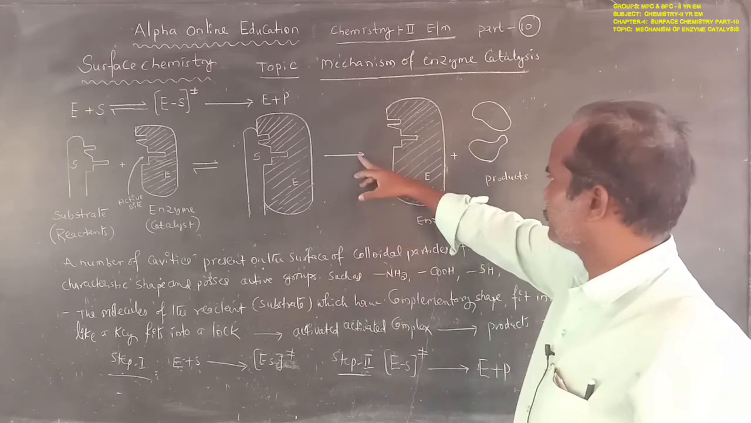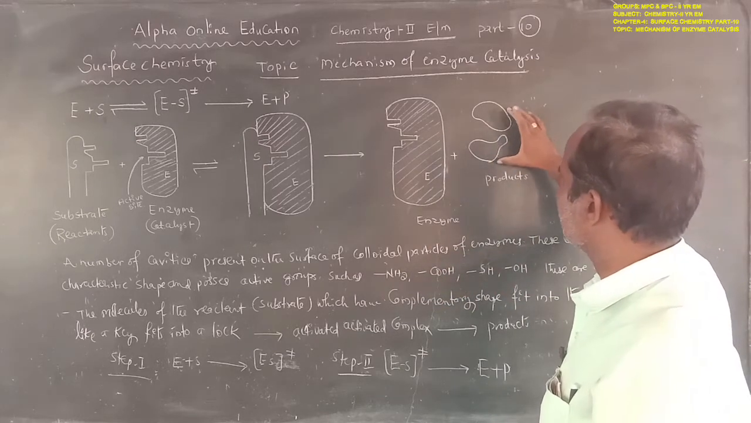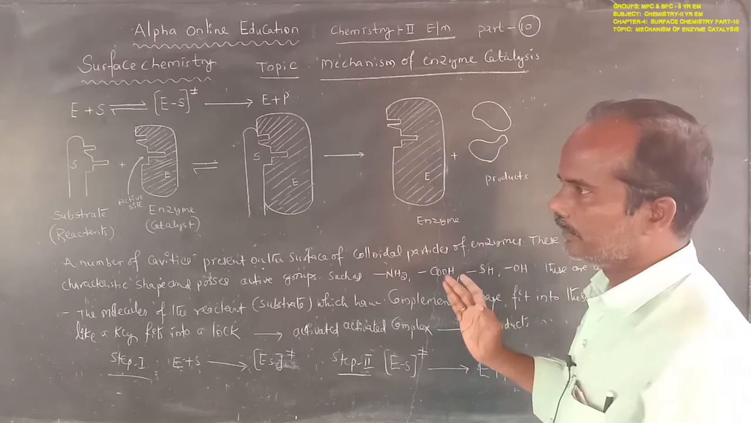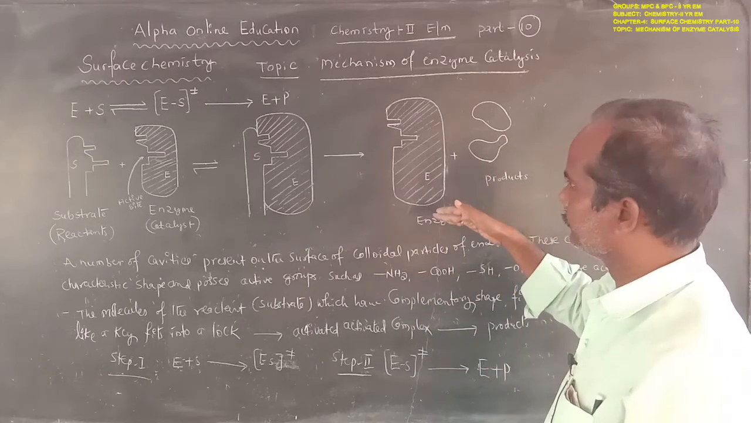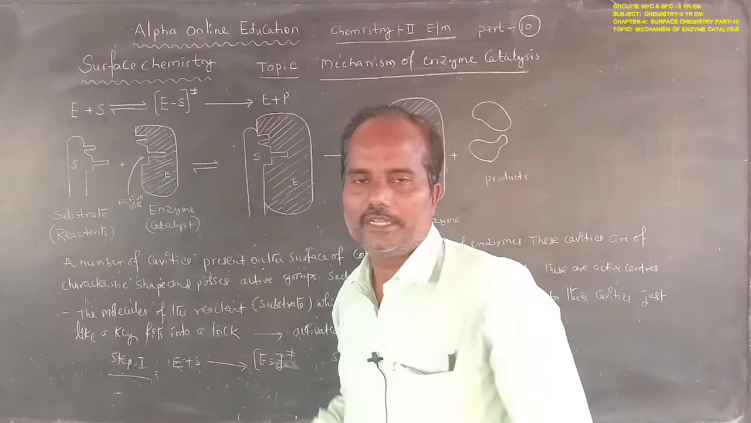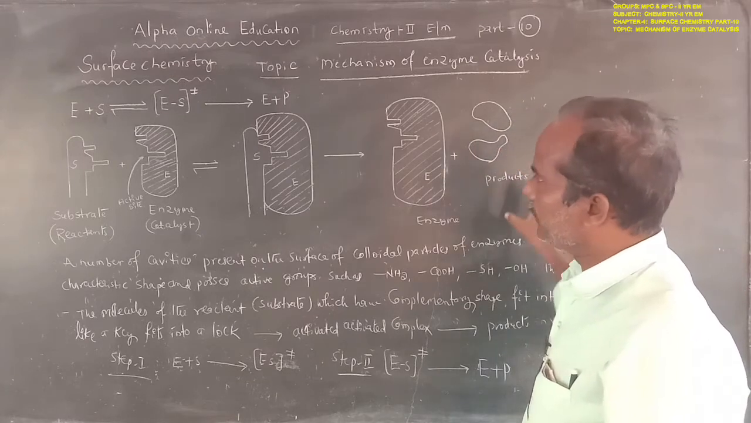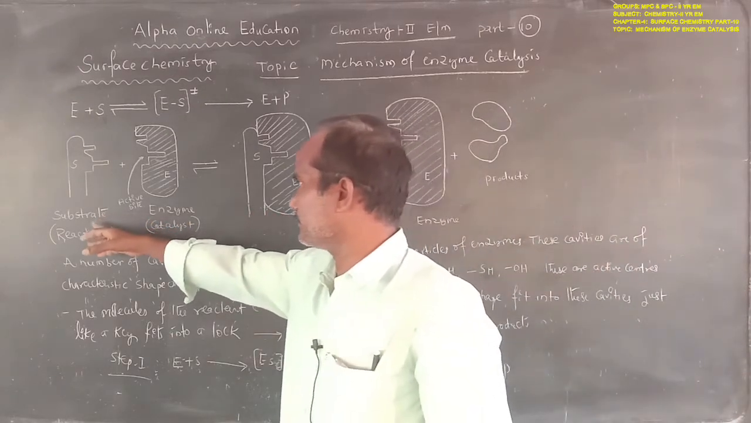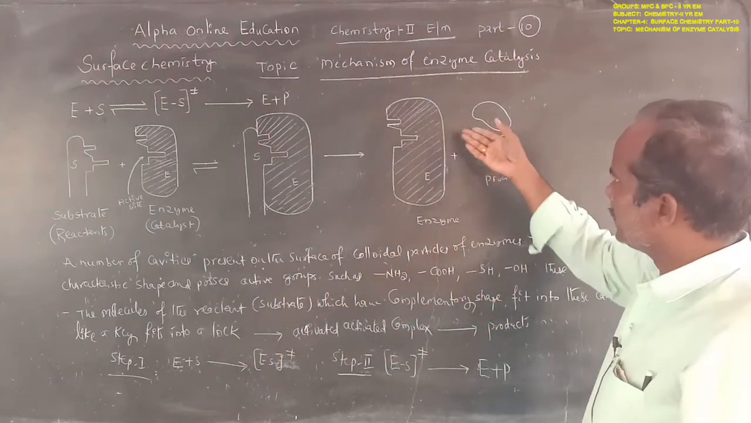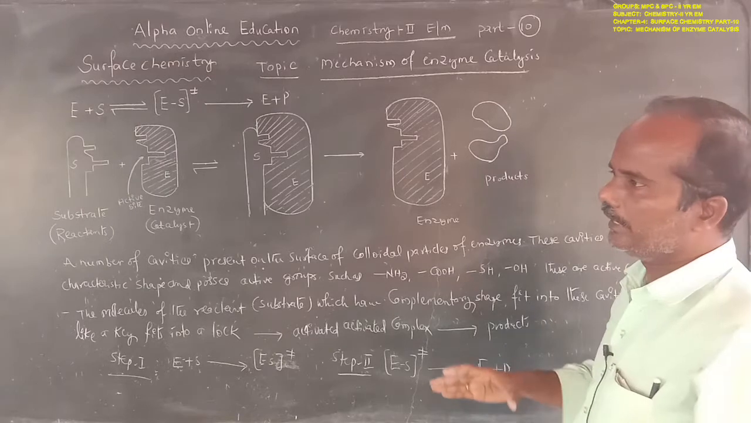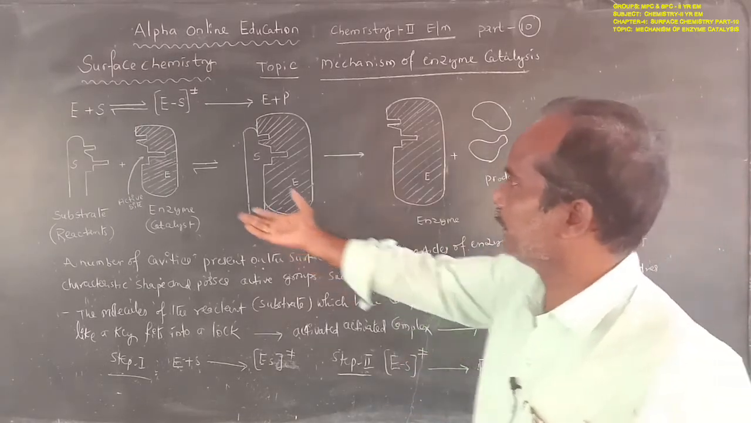After this, the activated complex undergoes decomposition. Then the products are formed and the enzyme can be separated. The enzyme structure is similar to what it was before the reaction. The products are simplified. The substrate is a very complex molecule, but after enzyme catalyzed reactions, the products are simplified. The product's structure is very simple.